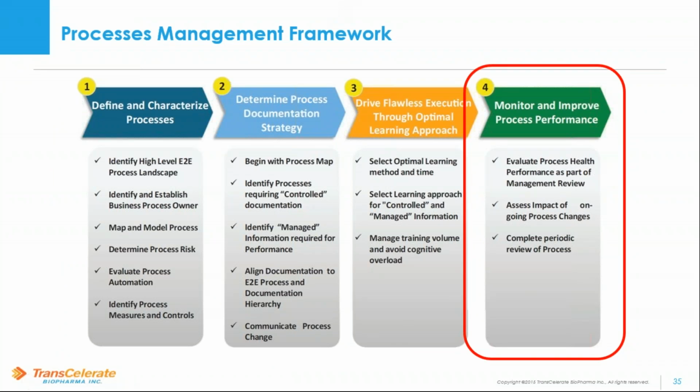So the fourth pillar is monitor and improve process performance. I'm going to cover these three components of it. The first is evaluating the process performance as part of management review. Second is assessing the impact of ongoing process changes. And the third is completing periodic review of process. Next slide, please.